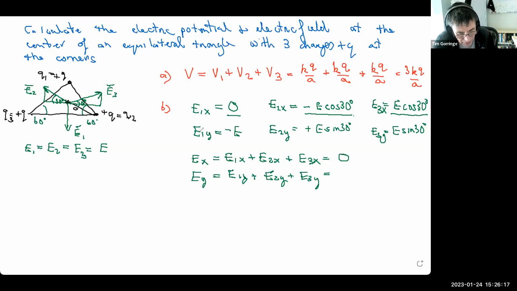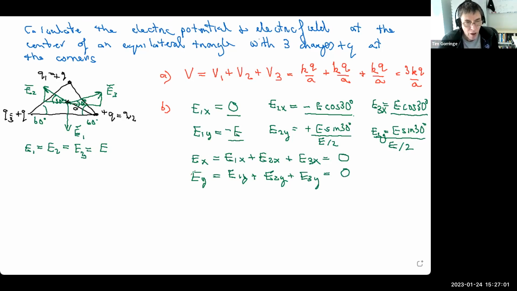What about the Y component? What happens when we add these up? Well, we've got a component that's minus E. And then we've got two components that are plus E sine 30 degrees and another plus E sine 30 degrees. E sine 30 degrees is half of E. It's E over 2. So we've got two positive E over 2s and a minus E. And so these cancel out. Minus E plus E over 2 plus E over 2 is also 0.